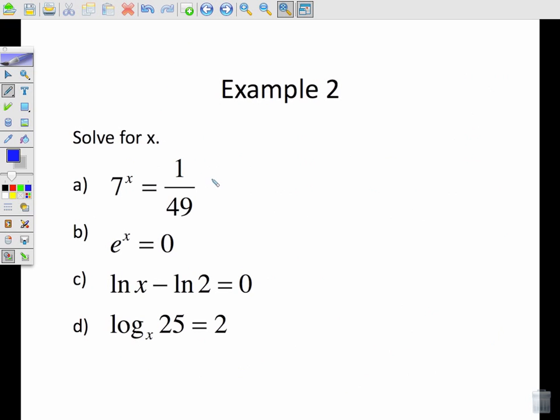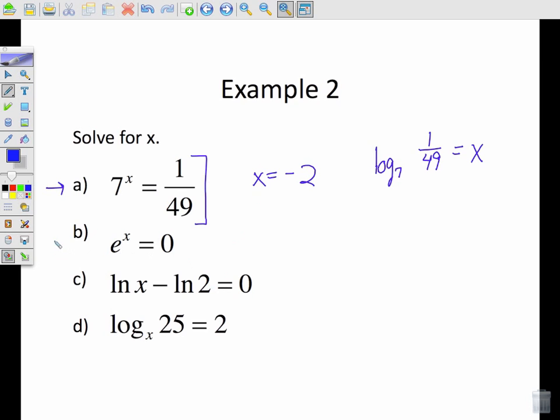All right, you can see here that we've got a lot of different ways that we can solve. There will be times when you can solve on your own and you don't have to actually go through any procedures, like in this first example, 7 to what power is 1 over 49? Well, we can look at that and say that x must be equal to negative 2. An alternate method would be to write log base 7 of 1/49 and have it equal x. Either way, you're still going to get x is equal to negative 2.